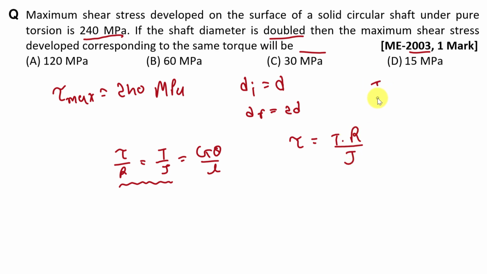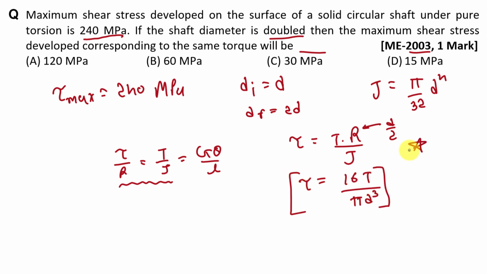We know that the value of J for circular cross section area is pi by 32 d raised to 4. And here we can say that this R is diameter by 2, right? So from here tau is equal to 16 T by pi d cube. Here you can remember this equation, because many times we are going to use this equation to solve questions. Fine. Now here it is given that torque is same. So value of T will be same for both the cases.